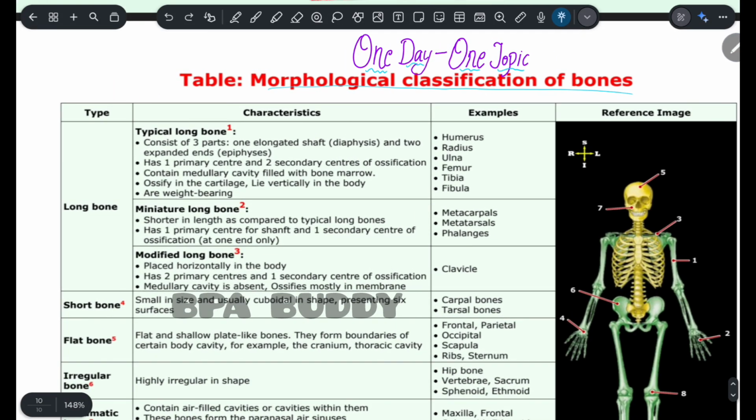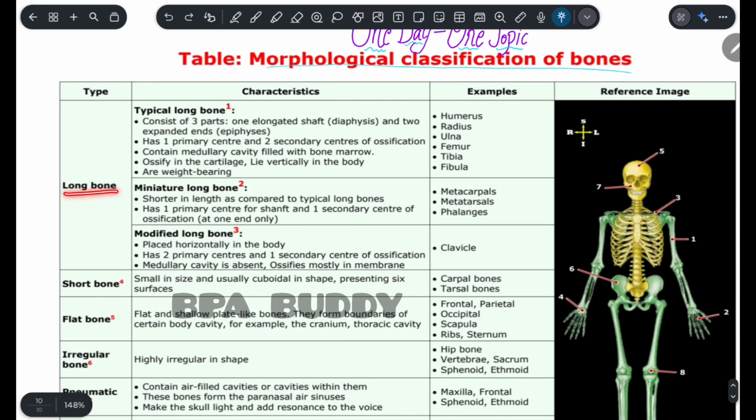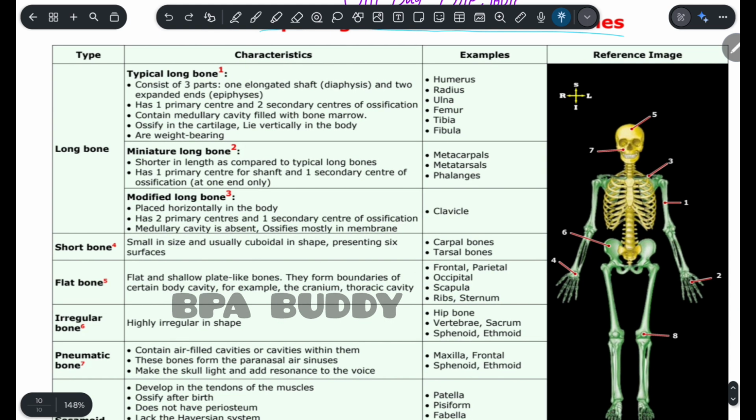So for today, the topic is morphological classification of bones. It means we are going to talk about bones, the types of bones. First we will see long bone. There are three types of long bone: typical long bone, miniature long bone, and modified long bone. Here we can see this is typical long bone, this is miniature long bone, and here it is modified long bone.